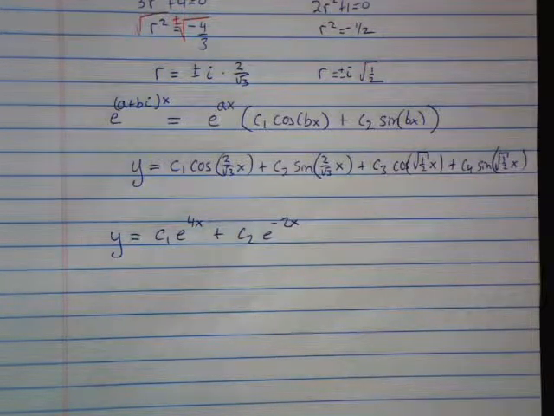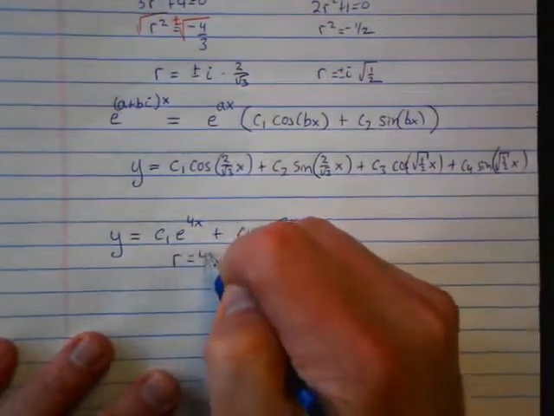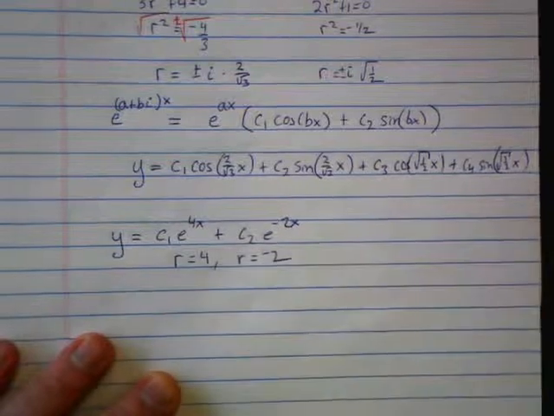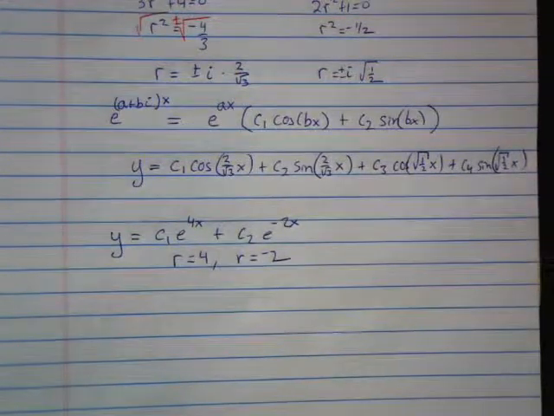We know our 2 r's are 4 and -2. So we know that r equals 4 and r equals negative 2. Absolutely. So what does that tell you? It's a second order equation because there are 2 answers. That's good. What else does it tell you?